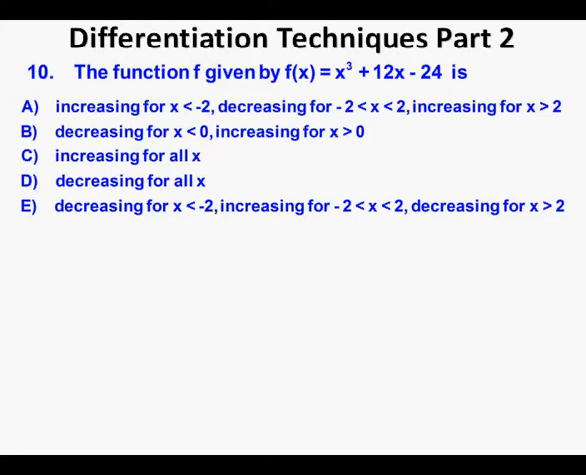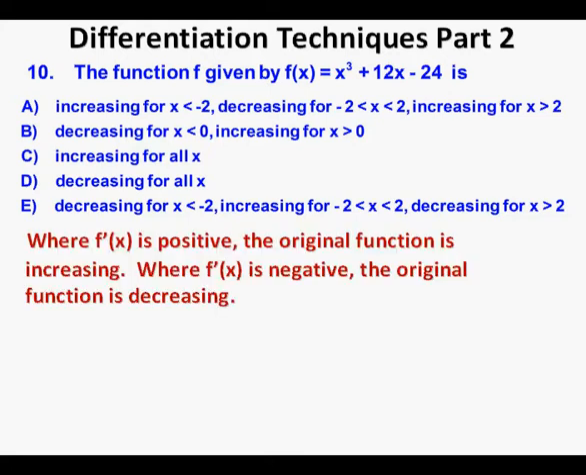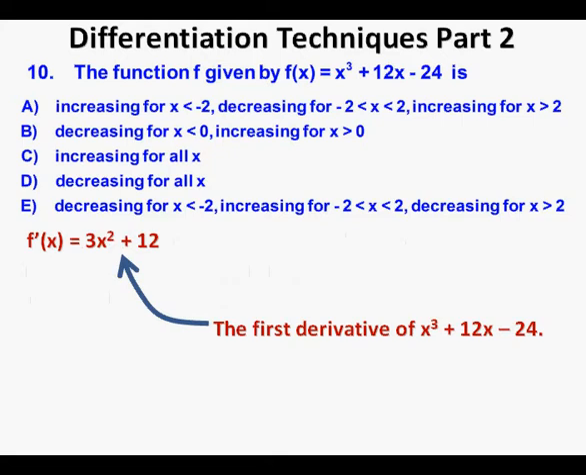We can tell where a function is increasing or decreasing by whether the derivative of the function is positive or negative. Where f prime of x is positive, the function is increasing, and where f prime of x is negative, the function will be decreasing. So let's differentiate our function. We get f prime of x equals 3x squared plus 12.